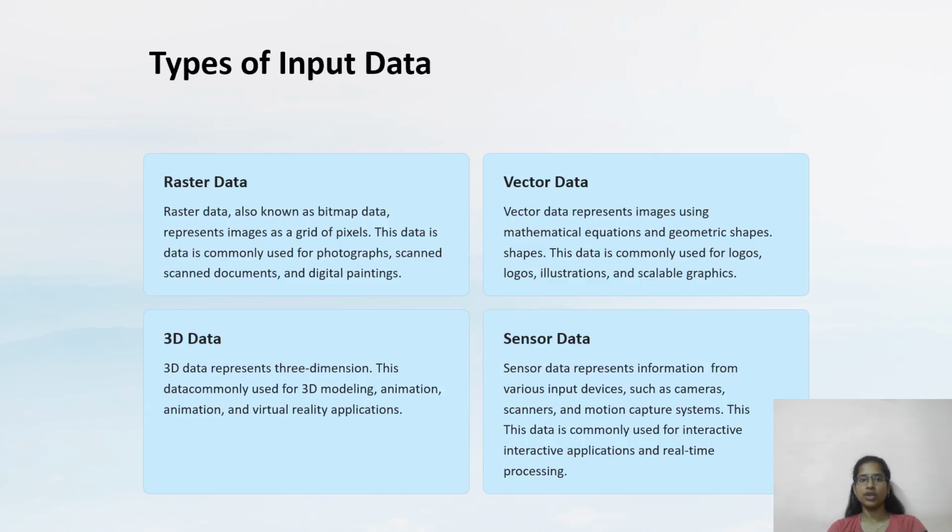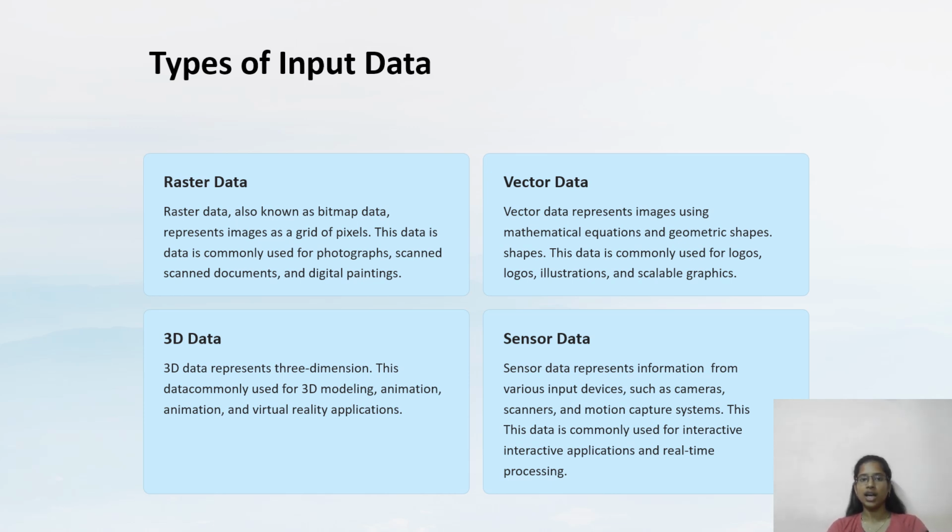The types of input data are classified into raster data, vector data, 3D data, and sensor data. In the first one, raster data, also known as bitmap data, represents images as a grid of pixels. This data is commonly used for photographs, scanned documents, and digital paintings. Vector data represents images using mathematical equations and geometric shapes, so it is commonly used for logos, illustrations, and scalable graphics.